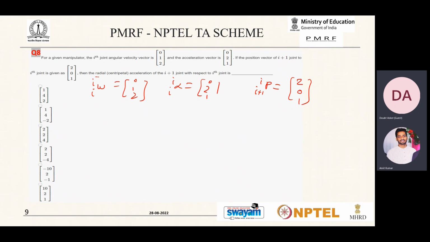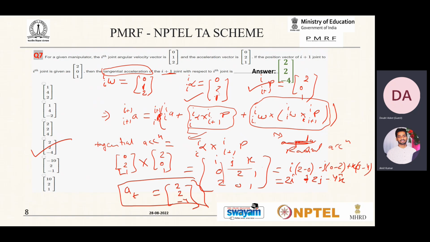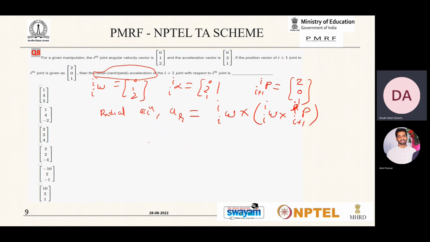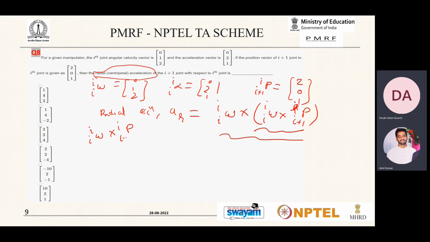Now they have asked for radial acceleration, that is nothing but centripetal acceleration. So going back, all we need is to find this part, the radial acceleration. So let us write it out here. The radial acceleration A radial equals omega cross omega cross P i plus 1, not P, i. So how will you find that? First we'll find this part and then we'll find the whole thing. So let us first write omega cross P i plus 1.